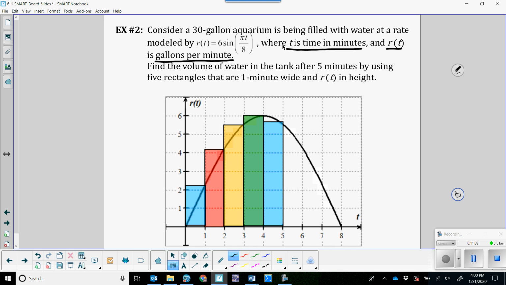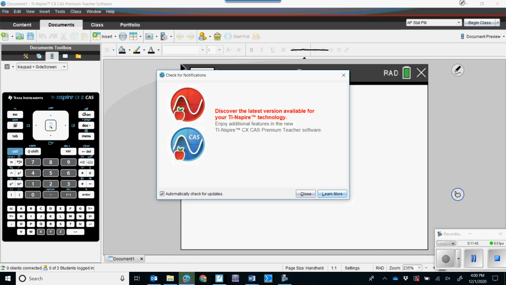So here's the important thing to remember. If this is gallons per minute, and I want gallons, because I want to know how much water is in the tank, then that means I need to integrate it. I need to find this area underneath. Because if I find the area underneath, I will get gallons, just like what we did in the last example. So what we're needing to do then is find the area of these 5 rectangles, and we're going to make a little table to do that, and then we're going to use our calculator.